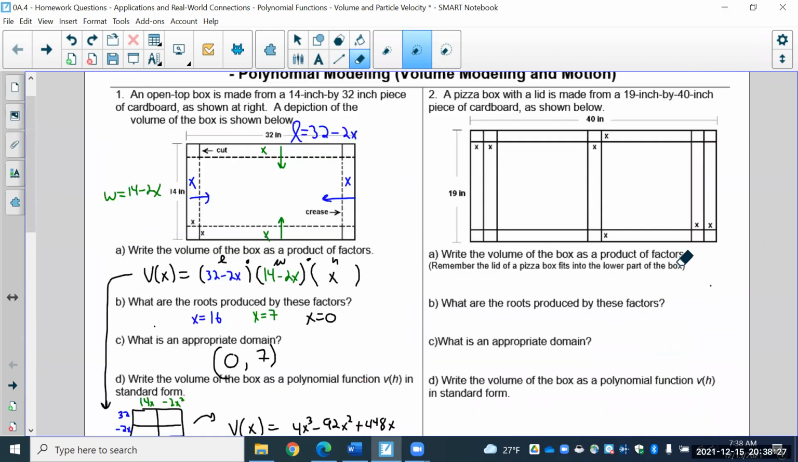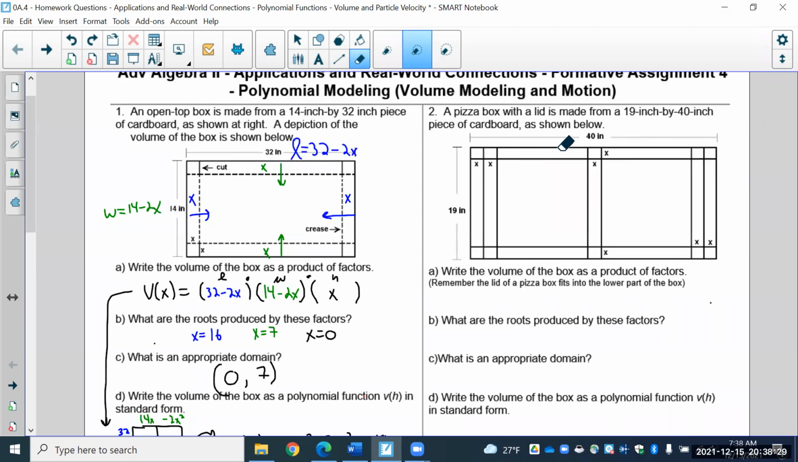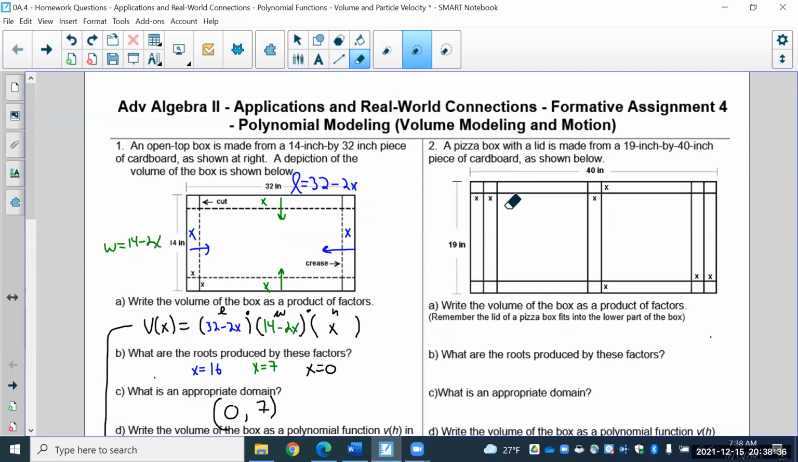Now, this problem here is almost identical to the one we did in the notes. So just go back to the notes or search my YouTube page for a volume polynomial problem about a pizza box. It's the same problem with different numbers. It's already done. If you want help on that one, please look at that one.